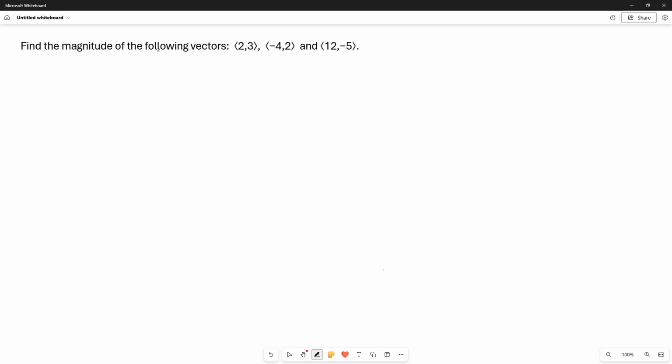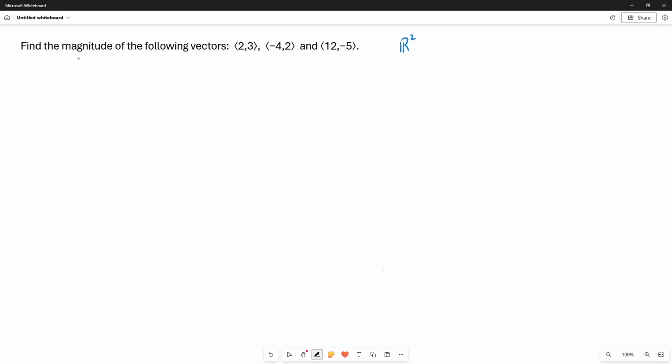Find the magnitude of each of the following vectors: (2, 3), (-4, 2), and (12, -5). These are vectors in R2, the xy plane.